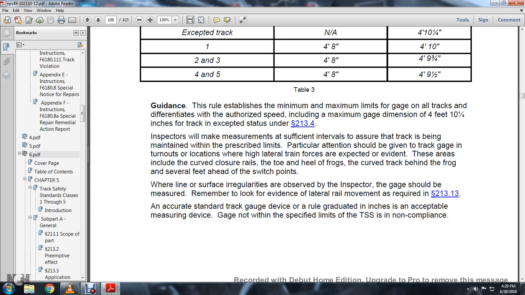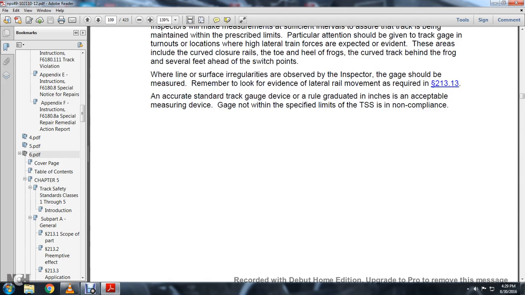Where surface irregularities are observed with the inspection, the gauge shall be measured. Remember to look for evidence of lateral rail movement as required in 213.13. An accurate standard track gauge device, or a rule graduated in inches, is an acceptable measuring device. Gauge outside the specified track safety limits is in non-compliance.